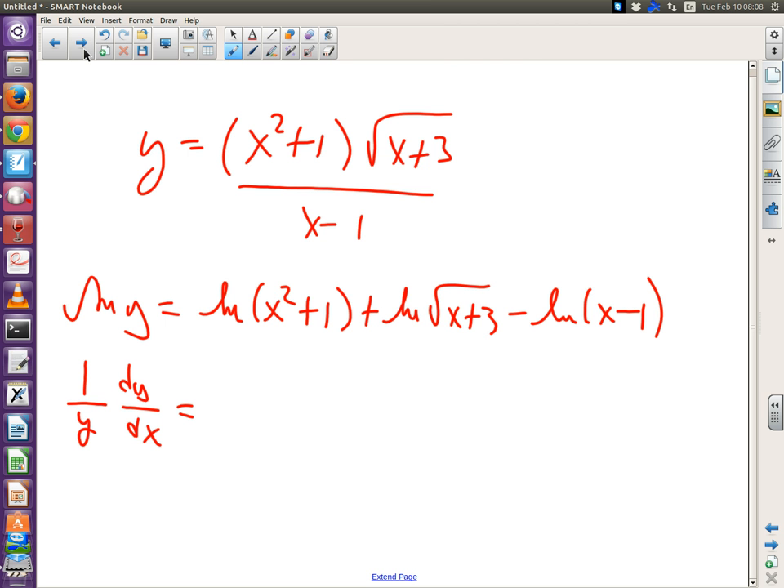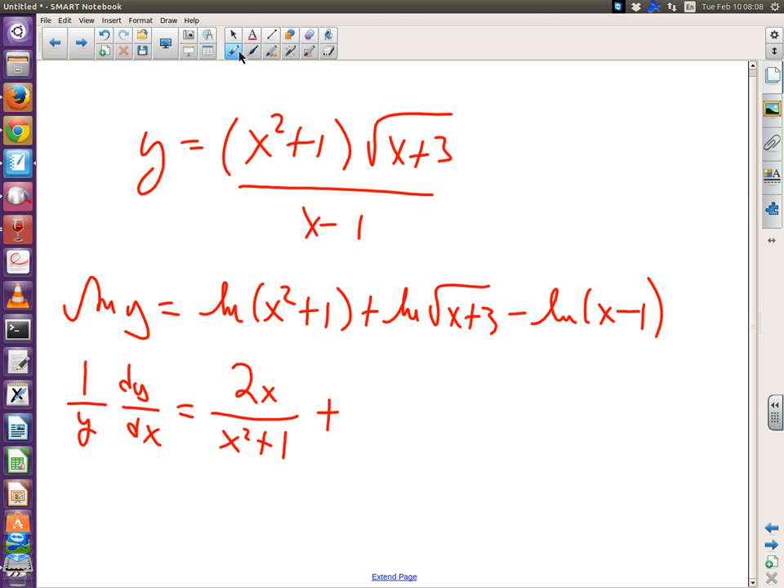Which means I've got to get this alone for the answer. So you did all this craziness. How to get this alone? Multiply by the original expression. Okay. What's the derivative of this guy? 1 over x squared plus 1 times 2x. What's the derivative of this guy?